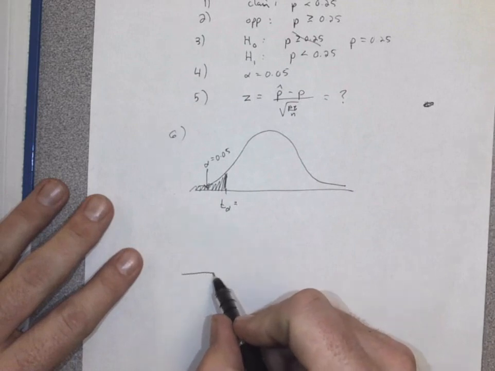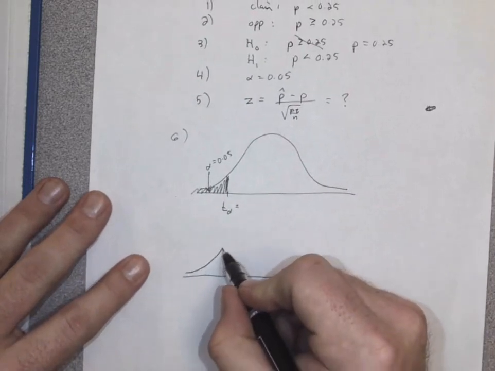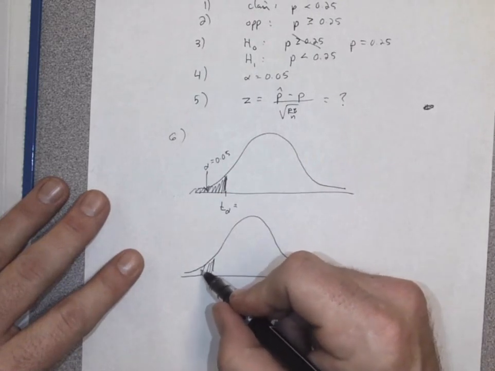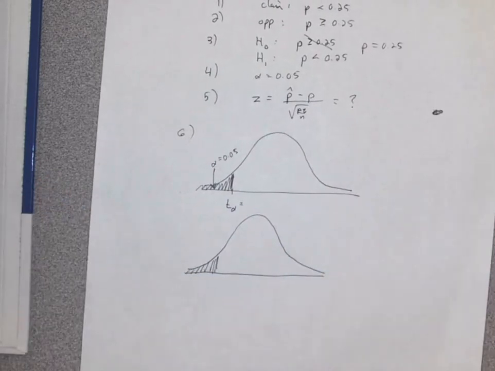So say I have this. Say what I get here is, so this is the setup. What we know is this is going to be 0.05. And let me get it right.